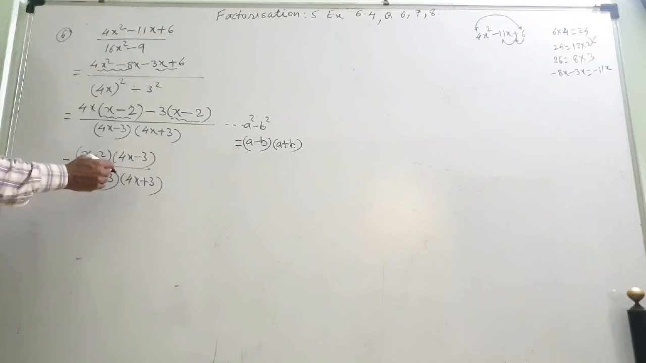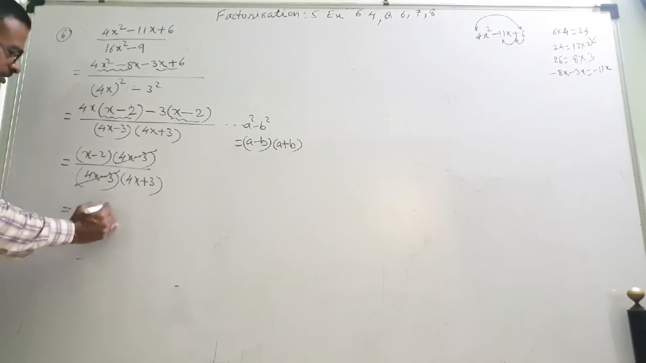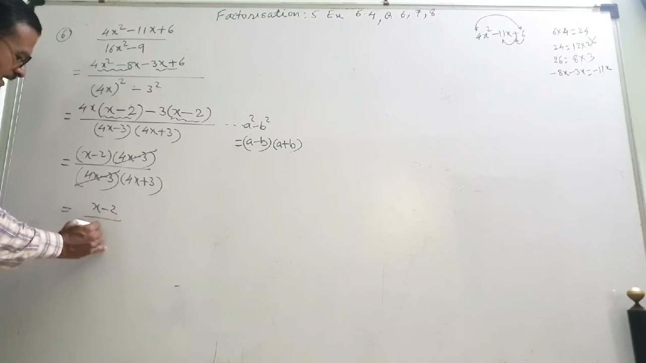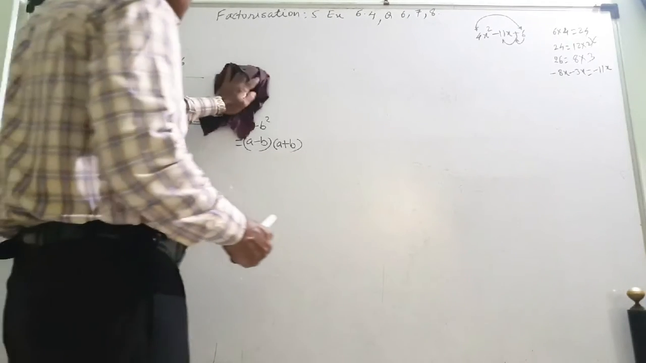Now what is cancelling? This is cancelling. So the answer is x minus 2 upon 4x plus 3. So this is the simplified answer. Hope that you have understood. Now I will take the next question, that is the seventh one.